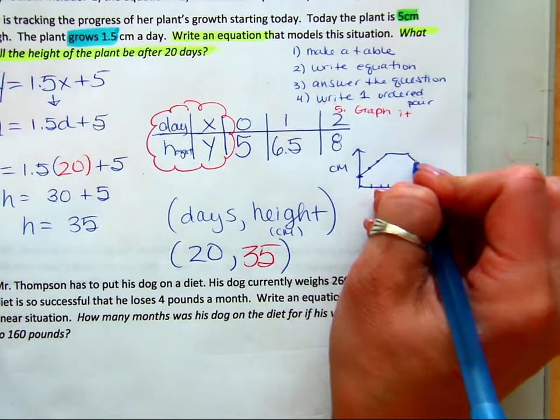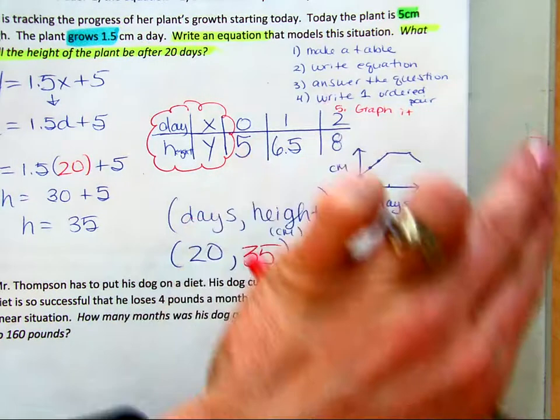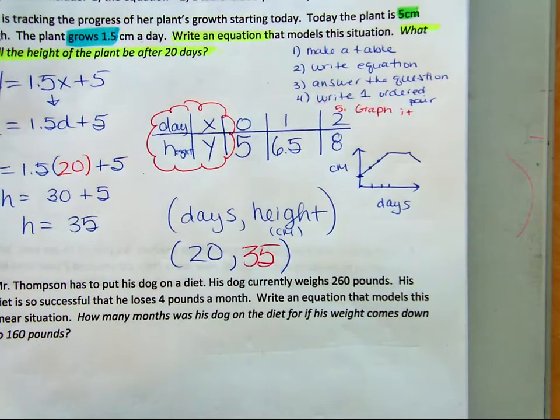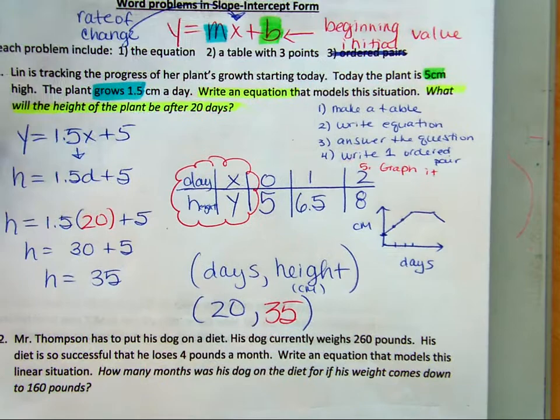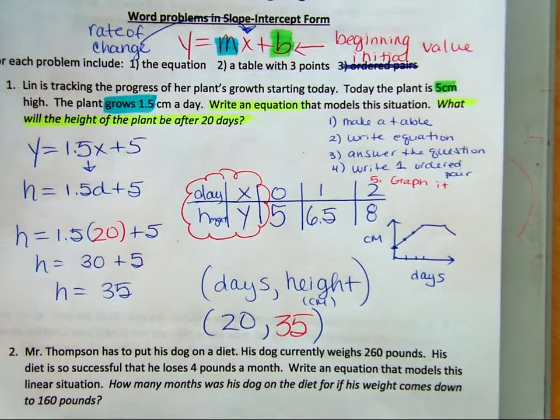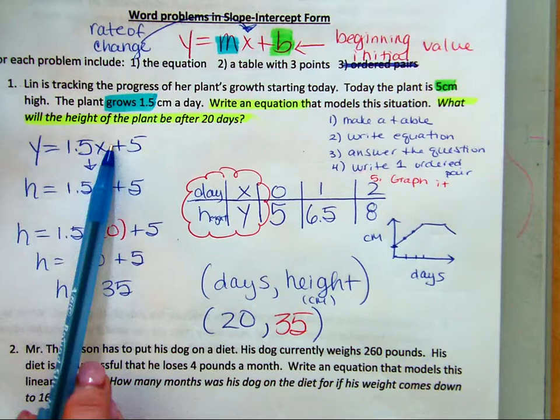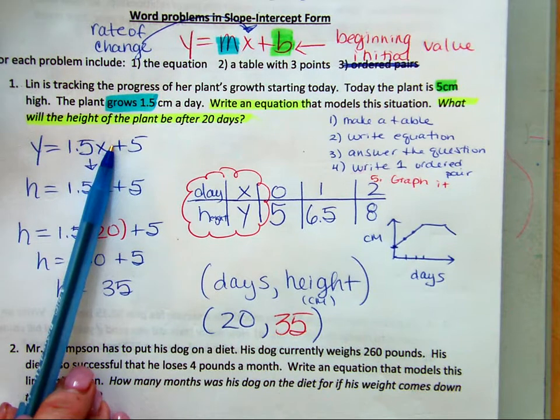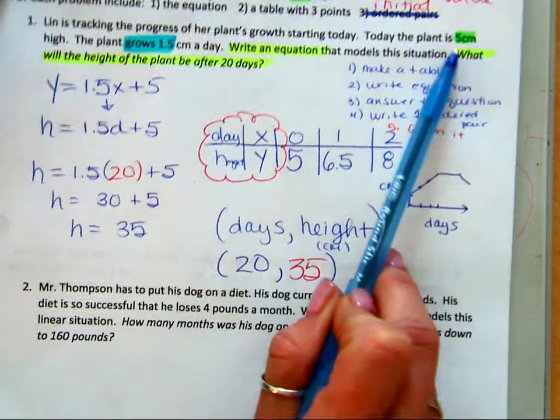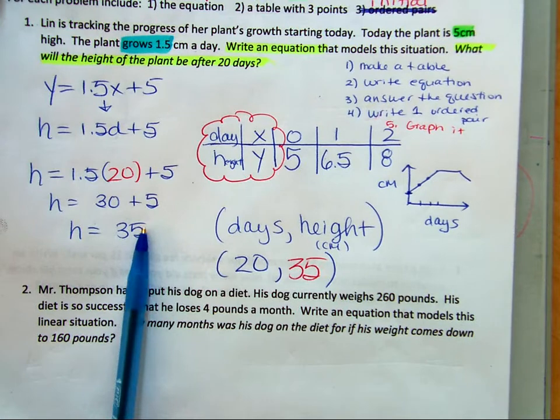This is interpreting graphs. Remember when we skipped section 3.5? That's what that was. So that's why I'm throwing that in there. Okay? So look at what we did. Wow, that's a lot of work. I made a table. I put the D and the H. I wrote an equation. I used the equation to answer the question. I used the answer to make an ordered pair. Maybe I sketched a little graph.